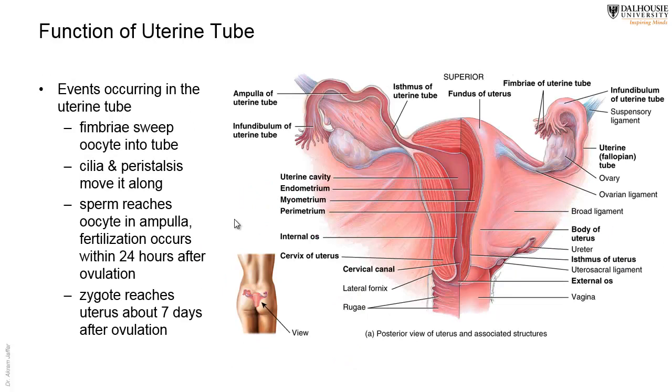This is histologically speaking. Now, the function of the uterine tube is that the fimbria will sweep the oocyte, as I mentioned, into the tube. Cilia and peristalsis will move it along, and the sperm reaches the oocyte in the ampulla, where fertilization takes place within 24 hours of ovulation, and then it will reach the uterus within a week.